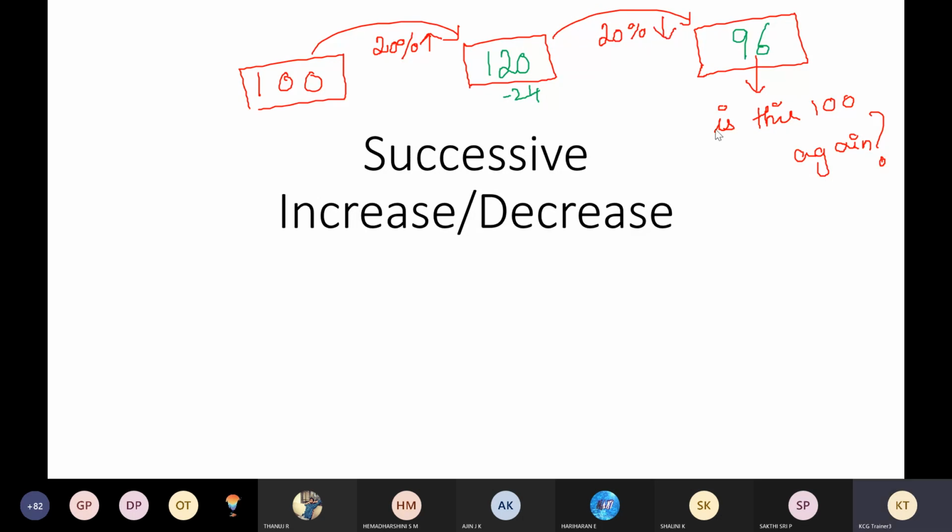That is the reason why we saw the concept of 1 by n increase, 1 by n plus 1 decrease. For example, what was the increase? 20%. 20% means 1 by 5, right? If 1 by 5 is increased and I decrease it by 1 by 6, then I will get the same value. If I decrease it by any other percentage, I will not get the same value. So that is the concept.